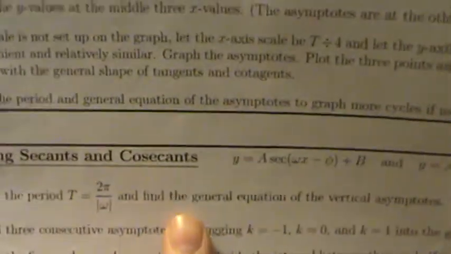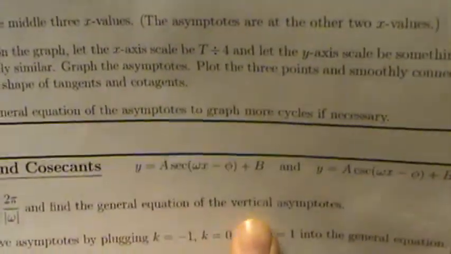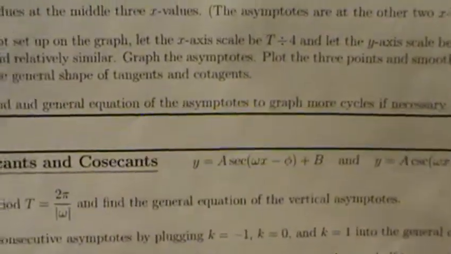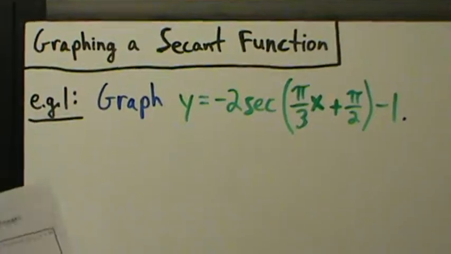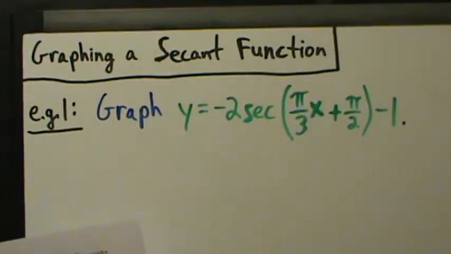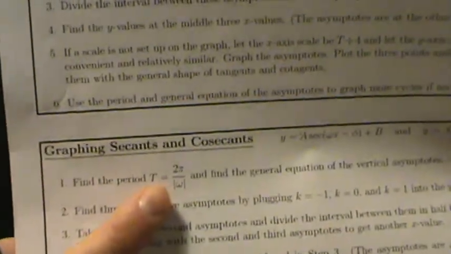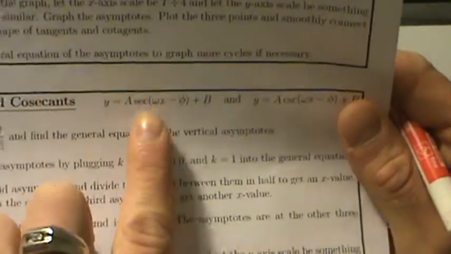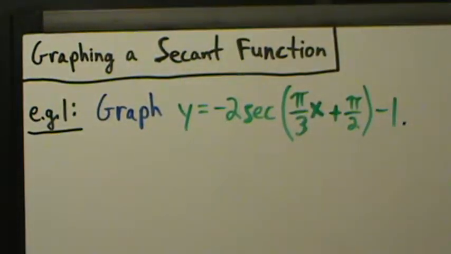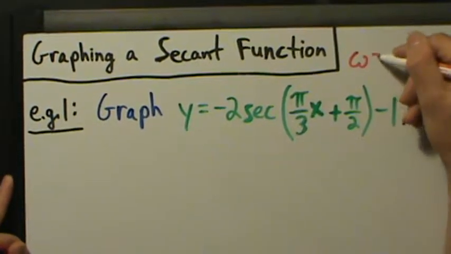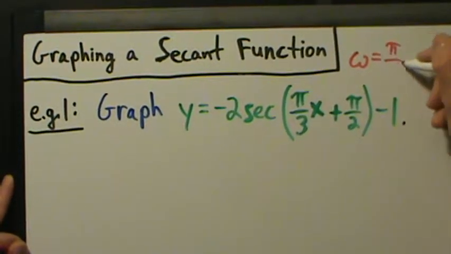Also, we talked about how to find the general equation of the vertical asymptotes in a separate video, so we're going to go through the exact same process here, but we won't explain the details behind it because we don't want to spend too much time on things we've already done. First, we want to identify the period T equals 2 pi divided by the absolute value of omega. Remember, omega is the thing being multiplied by the x. Here it's pi over 3, so omega for this specific example is pi over 3.